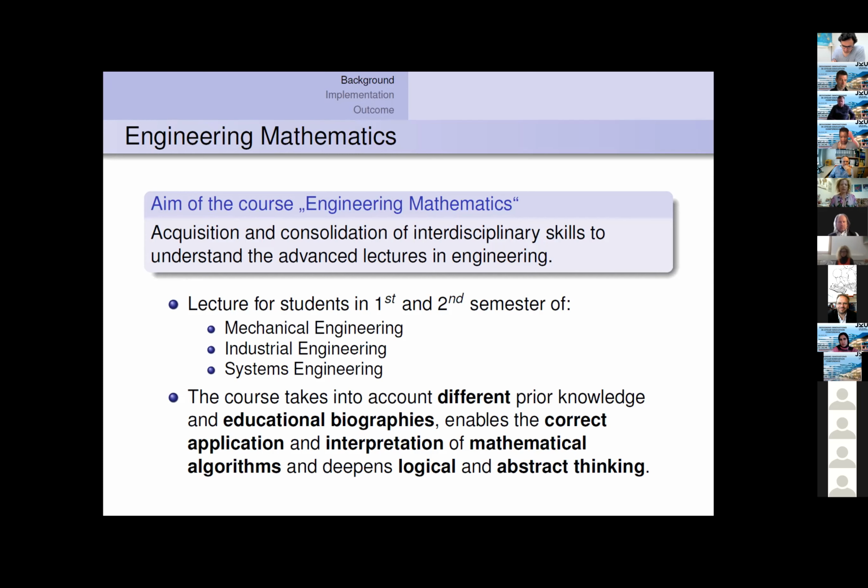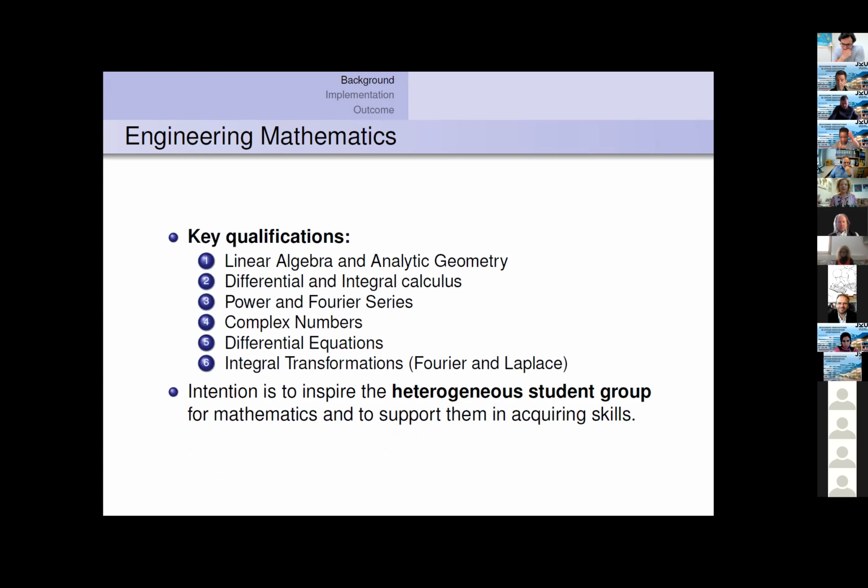And I want to enable the correct application and interpretation of mathematical algorithms and to deepen their logical and abstract thinking. So the key qualifications in this course are linear algebra and analytic geometry, differential and integral calculus. We have power and Fourier series. We deal with complex numbers. Differential equations are very important. And also, because in systems engineering we also need different integral transformations, such as the Fourier or the Laplace transformation.